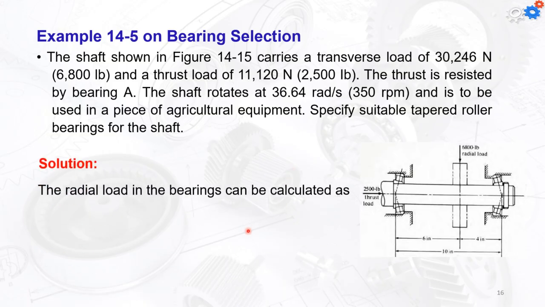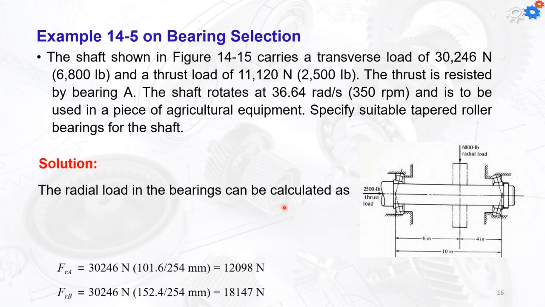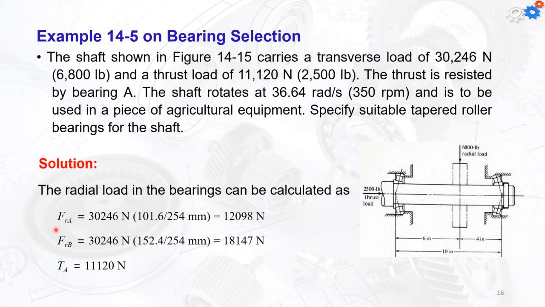So the solution is to start with the radial load in the bearings, which can be calculated as the following. The FRA is going to be 3,246, this value multiplied by the 101 multiplied by 6 divided by 254 millimeters. So what we've done here is I know this load on the gear, and I would like to find what will be the radial force here.